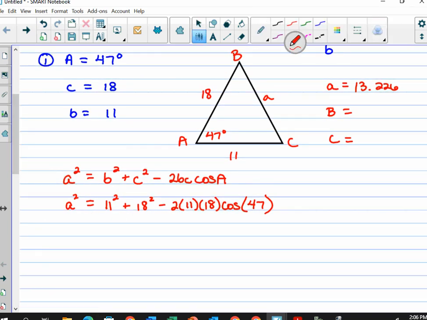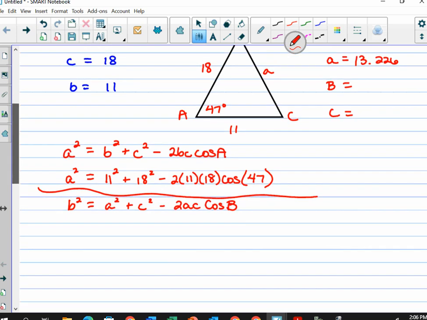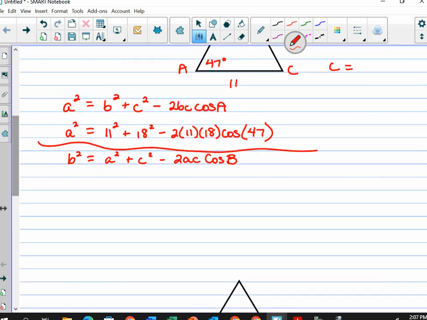All right. Now we need to find, let's do angle B next. So again, I'm going to write out the full equation with the B. B squared equals A squared plus C squared minus 2AC cosine of B. Are we good with the formula? Do we know the formula at this point? How are we supposed to do cosine of B?